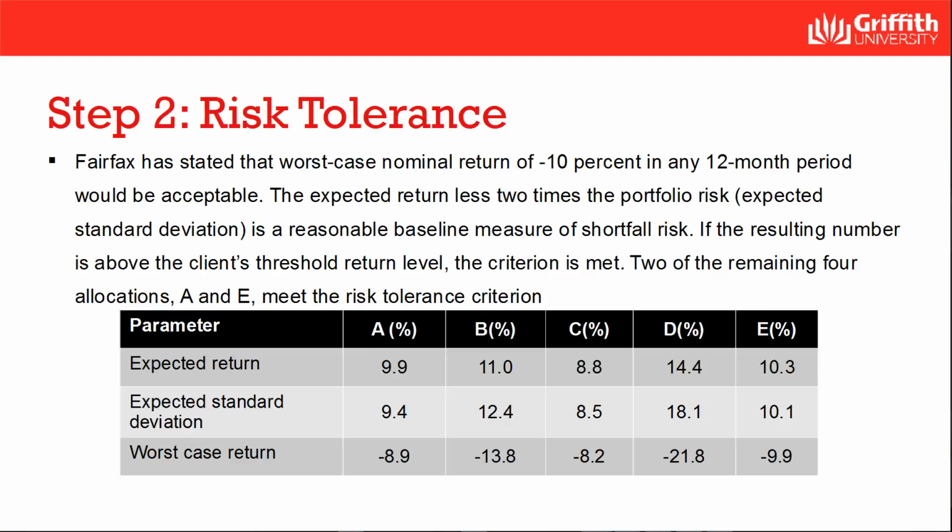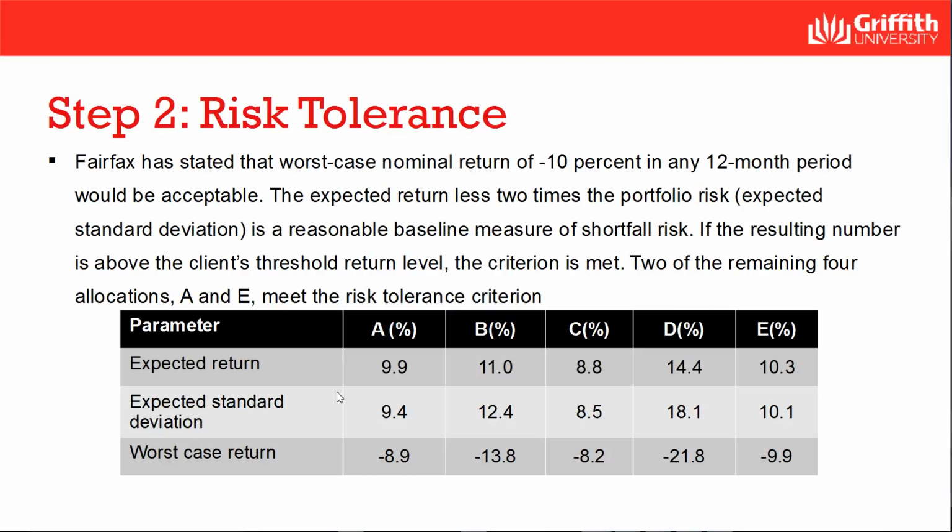Okay, step 2 is risk tolerance. Fairfax has stated that the worst case nominal return of minus 10% in any 12-month period would be acceptable. The expected return less 2 times the portfolio risk, which is the expected standard deviation, is a reasonable baseline measure of shortfall risk. So this is a rule of thumb, 2 times the expected standard deviation, which is what we subtract from the expected return. If the resulting number is above the client's threshold level, the criterion is met.